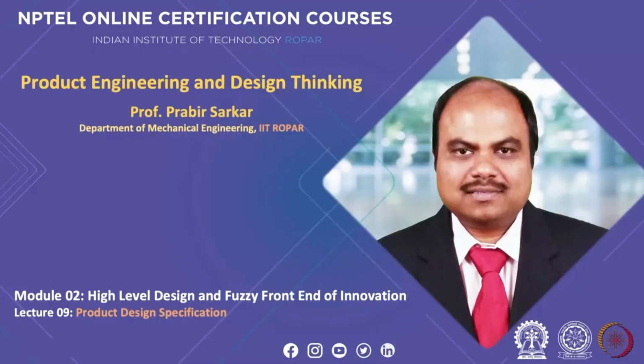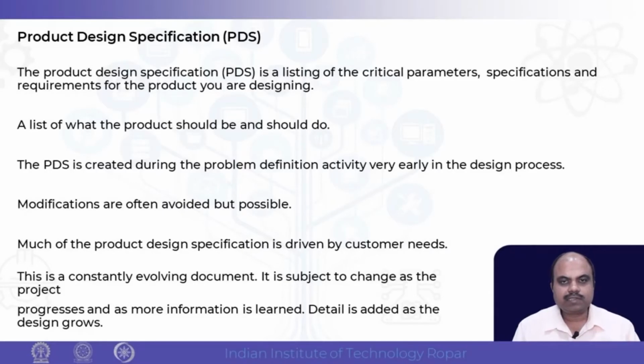Okay, today we'll be talking about product design specification. It is also known as the PDS document. The product design specification is a very important document. At the end of the need identification, we are going to have this document. It lists the critical parameters, specifications and requirements for the product one is designing. A list of what the product should do and should be is listed in this document.